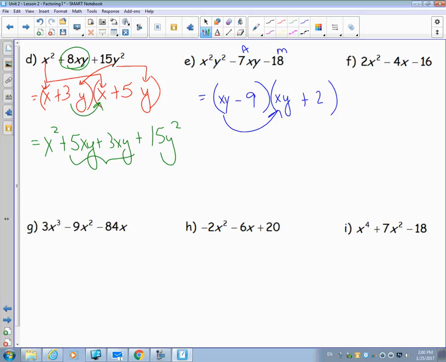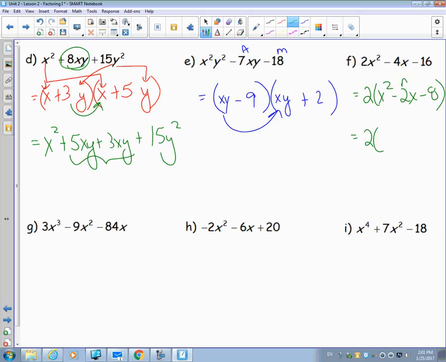Okay, letter F. There's a 2 out front. Hey, that doesn't look like a simple trinomial. We've got to fix it. First thing I've got to do is common factor. If I take a 2 out, and don't make it magically disappear, okay, that's kind of a common mistake. I need that 2 to hang out up front so I know what the value is when I want to expand it again, if I want to see if these things are equivalent. Now I've got a simple trinomial inside the brackets.